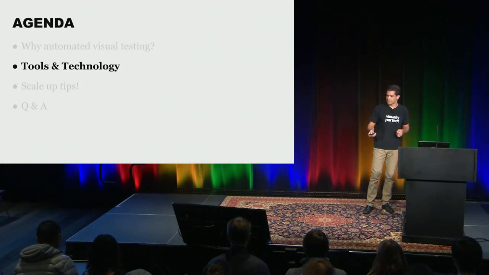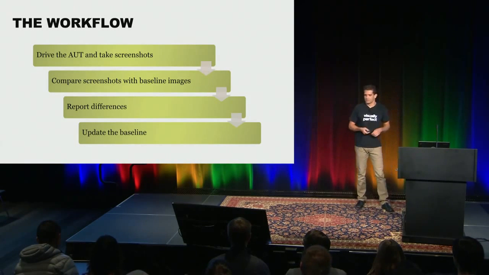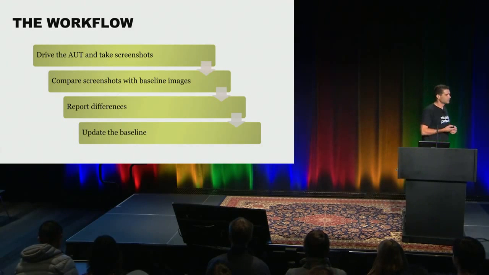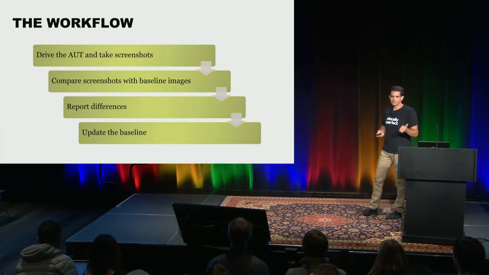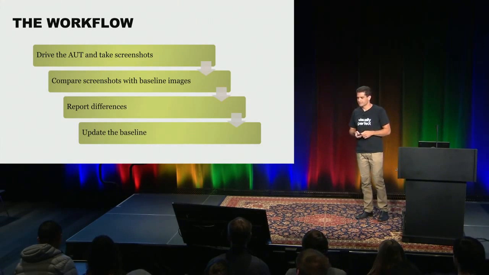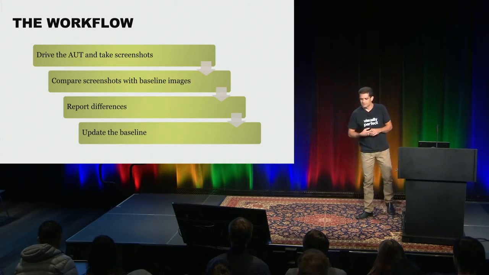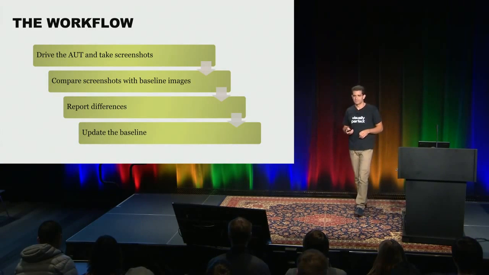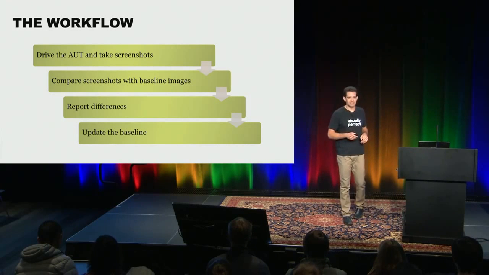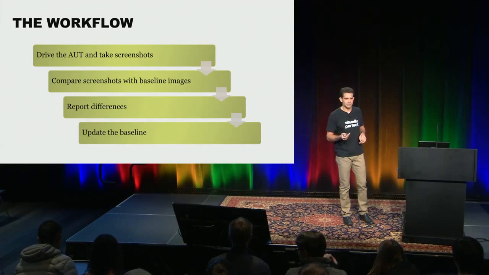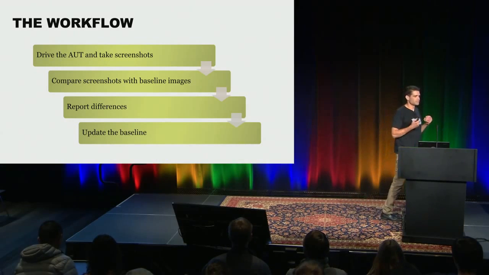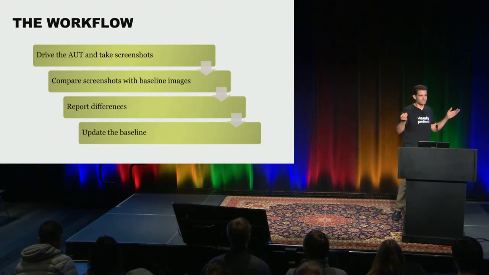So let's take a look at how these tools actually work. There are many automated visual testing tools out there, and they all share the same workflow with these 4 simple steps. In the first step, you drive the application under test and take screenshots. In the second step, the tool takes those screenshots and compares them with baseline images. These images define the expected appearance of the application. And in the majority of cases, these are simply screenshots that were taken in the past and approved by a human tester.